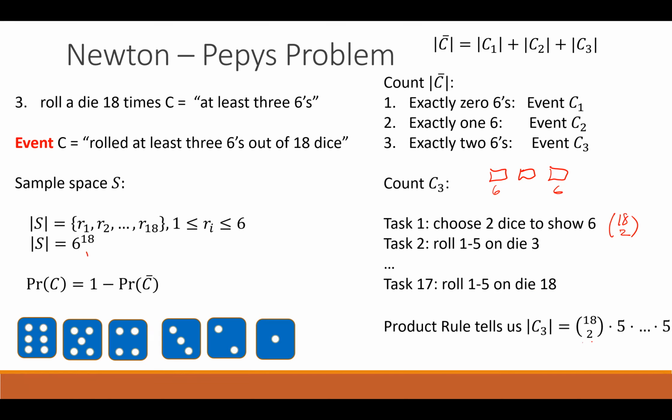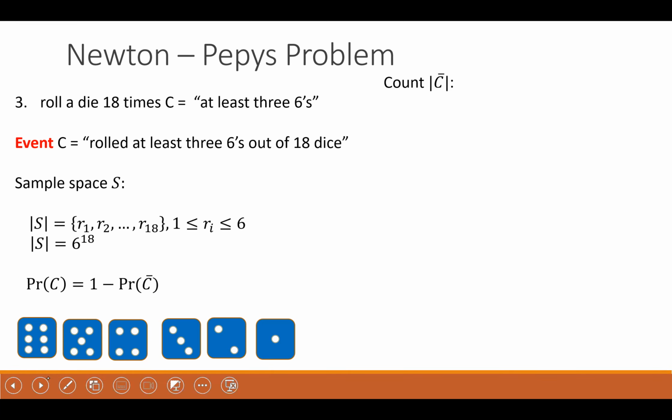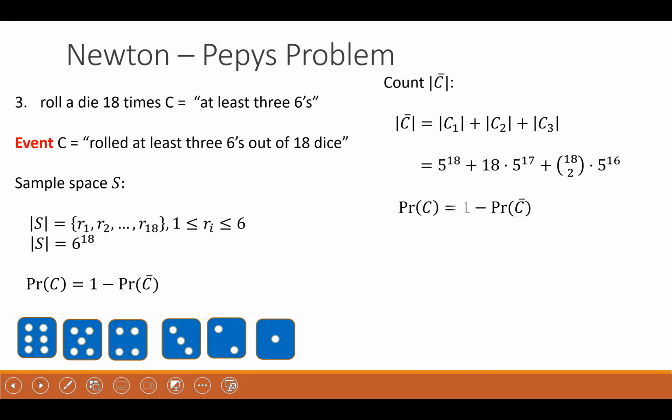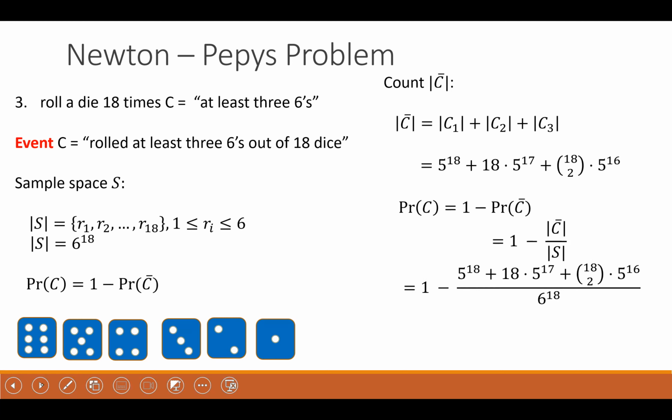So yeah, I have 18 choose 2 times 5 times 5 times itself 16 times. So 18 choose 2 times 5 to the 16. And then, well, that is the size of C complement. If I add them all together, these 3 disjoint sets, I can compute the probability of C now using the complement rule of probabilities. So 1 minus the size of C complement over the size of S.